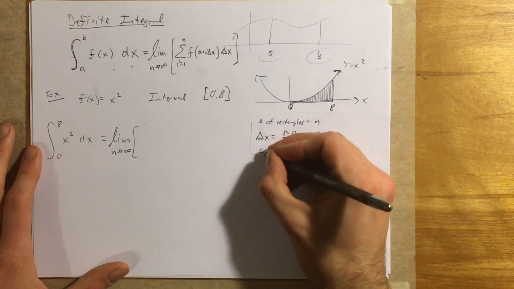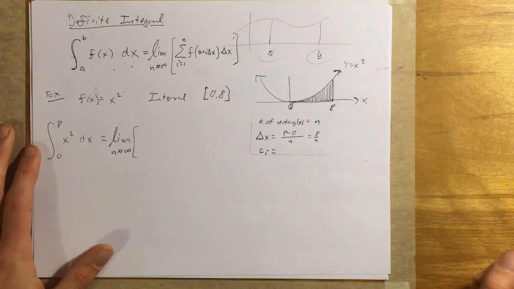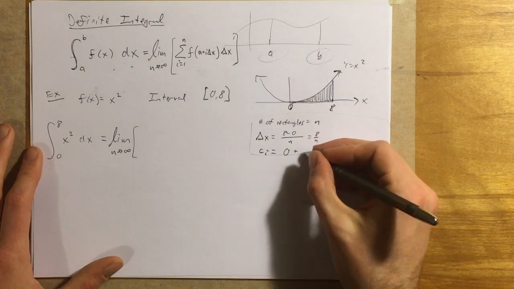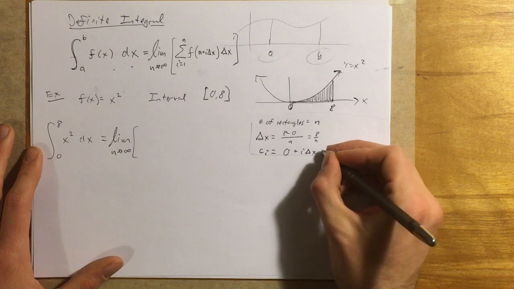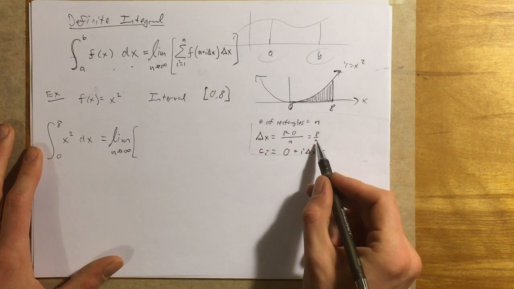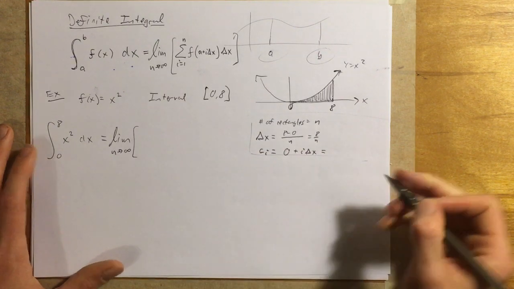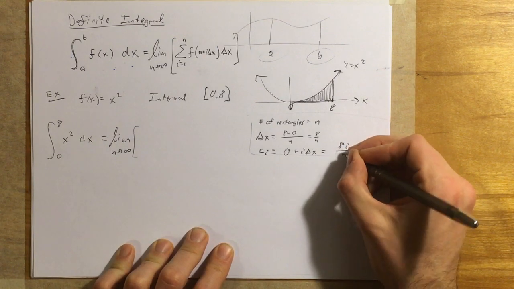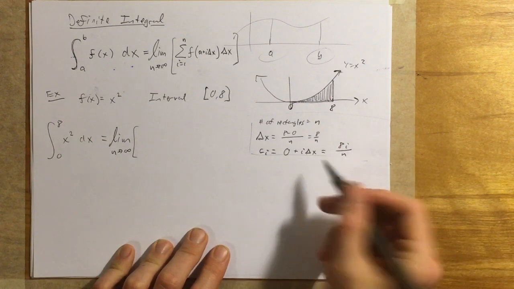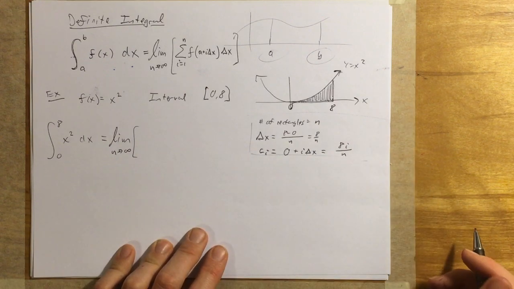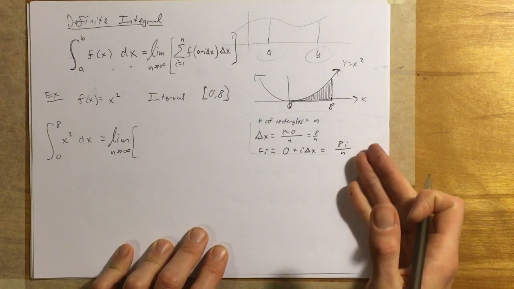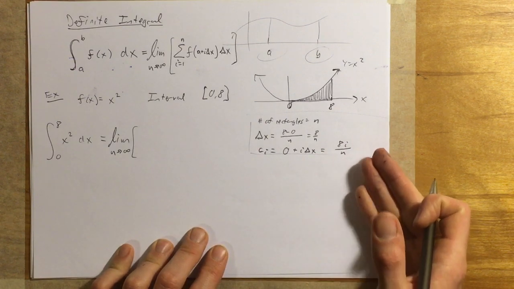And then c i, the ith sample point from each subinterval, can be written as a, which is 0, plus i times delta x. So delta x, we already figured out, was 8 over n. So it's 0 plus i times 8 over n, or in other words, it's going to be 8i over n, basically. So it's i times delta x and then plus 0. That's the formula for our ith sample point.